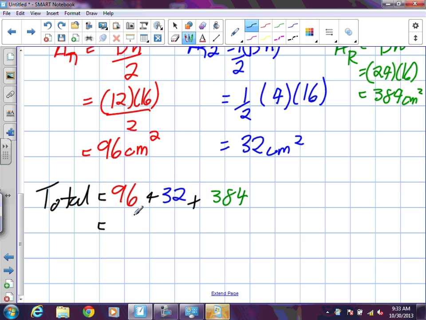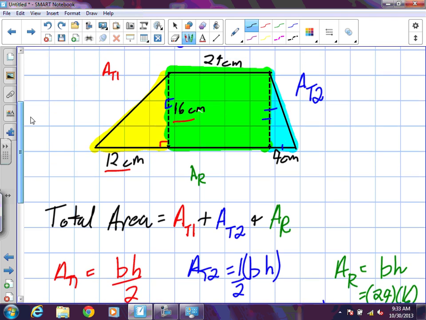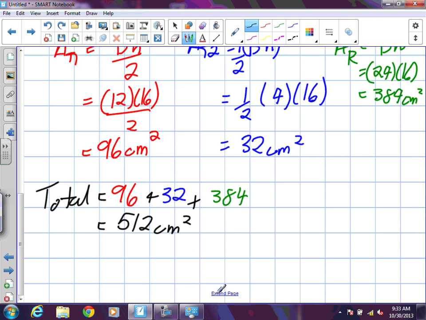512? Excellent. So, we did that by getting the area of our two triangles and a rectangle. The next thing I would like to do is show you the area of a trapezoid formula.